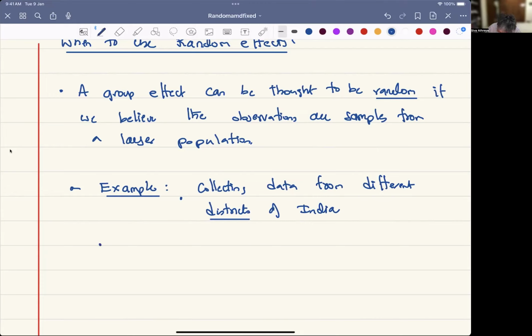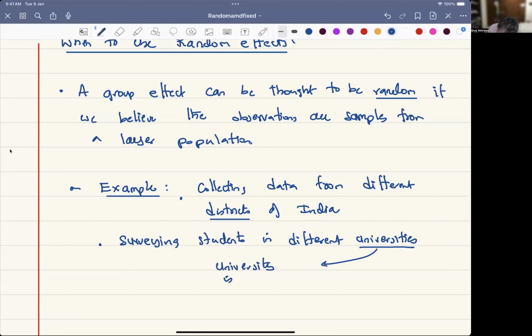Or let's say you're surveying students on different campuses, in different universities. And each university, you would think, has a random effect, right? So it's something to keep in mind. So this is the basis of random effects.